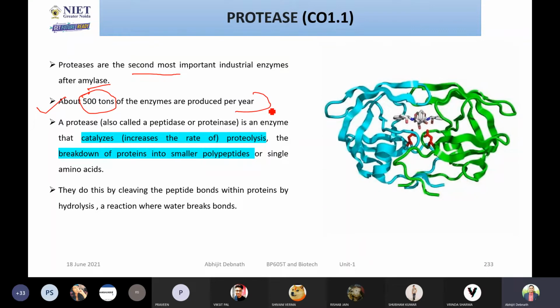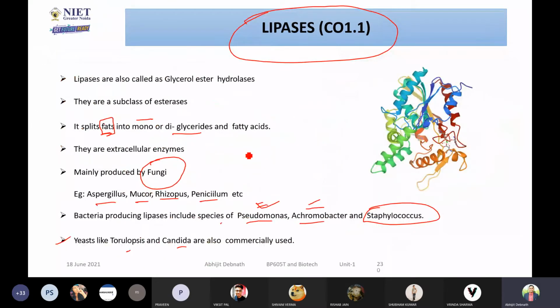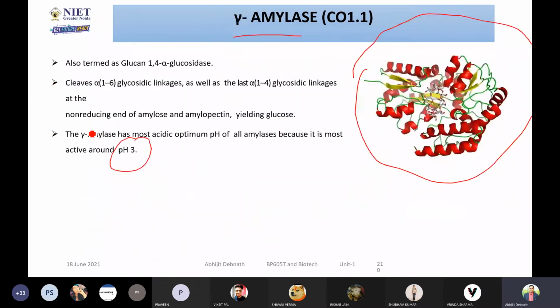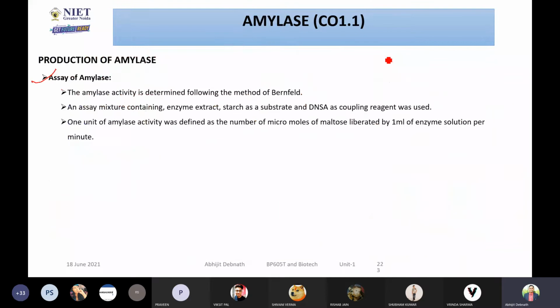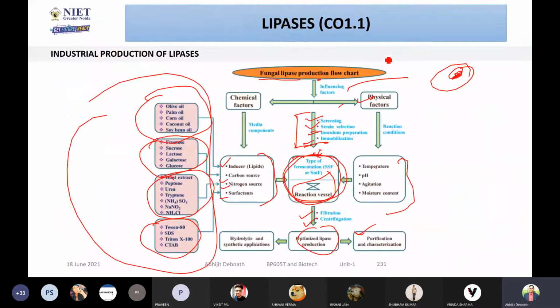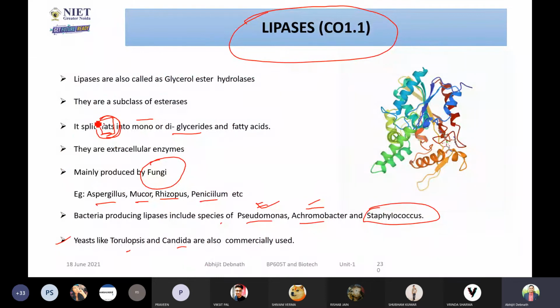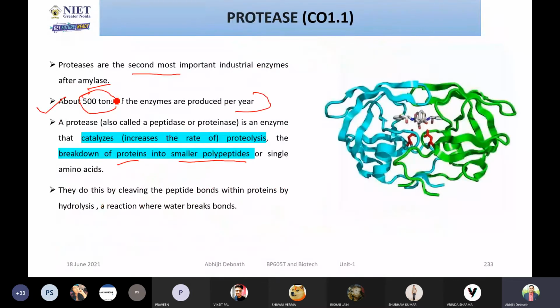Okay, can you imagine? So this enzyme catalyzes proteolysis, meaning the breaking of protein into smaller peptides. In our previous cases, for example lipase, what have we seen? Lipase breaks the fat. In the previous amylase, what did we see? Amylase is breaking the carbohydrate, that is starch. Then lipase is breaking the fat, right? And this enzyme called protease is breaking the proteins.